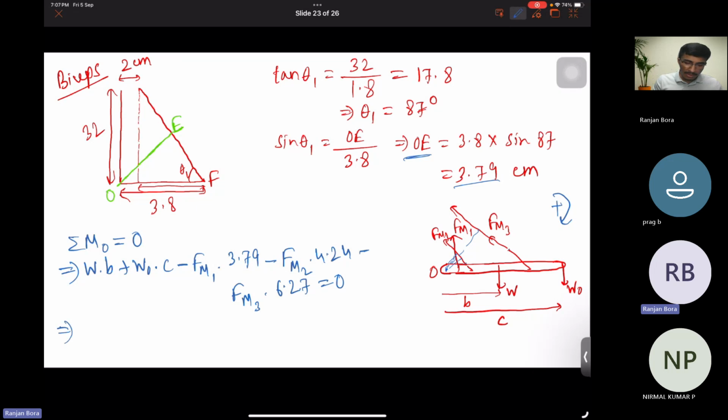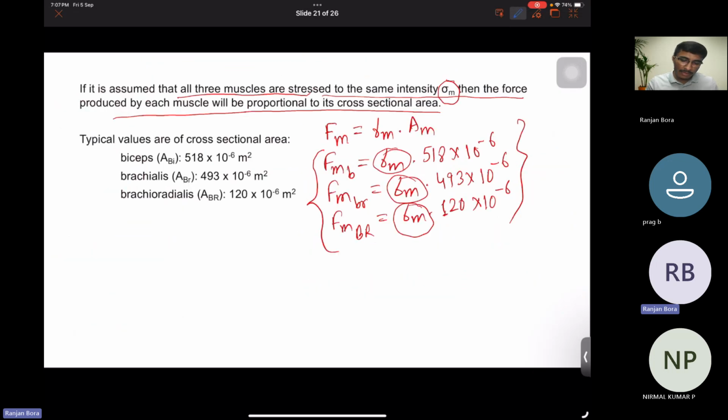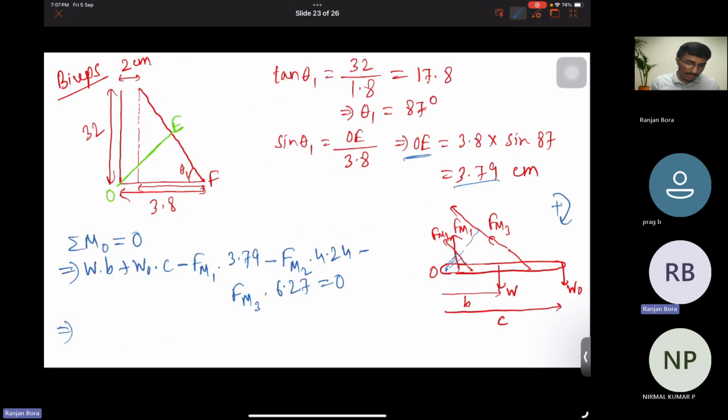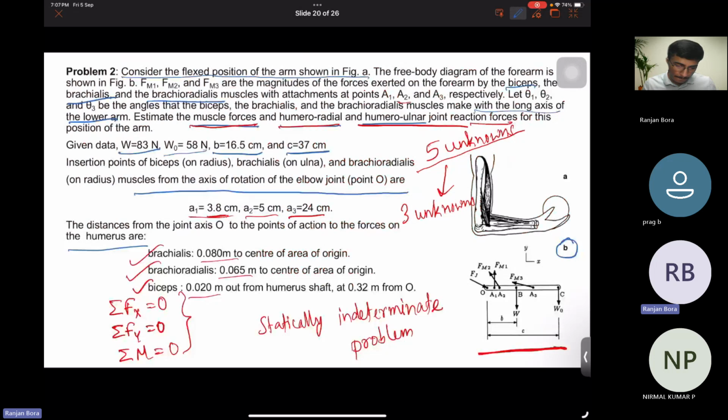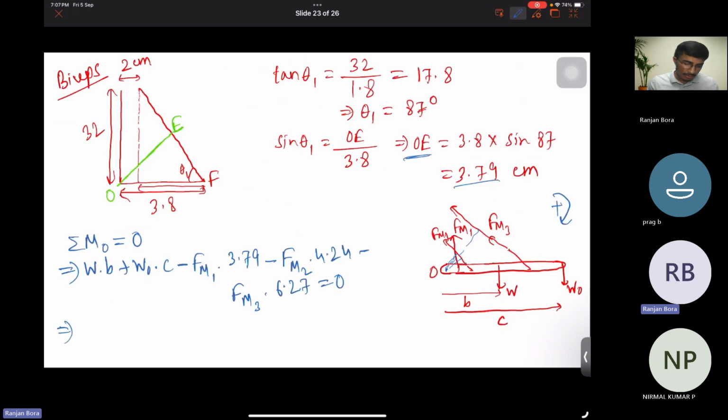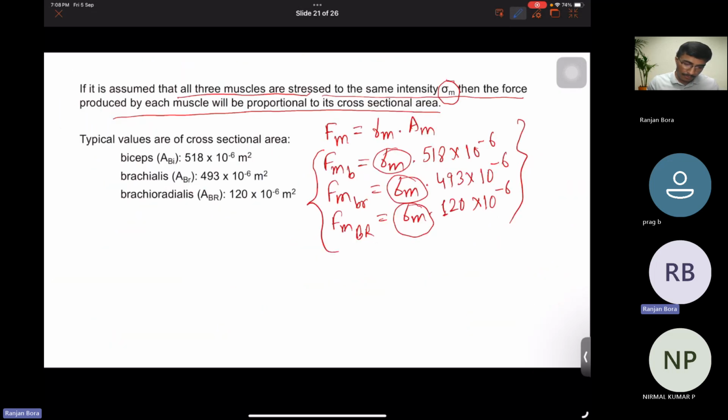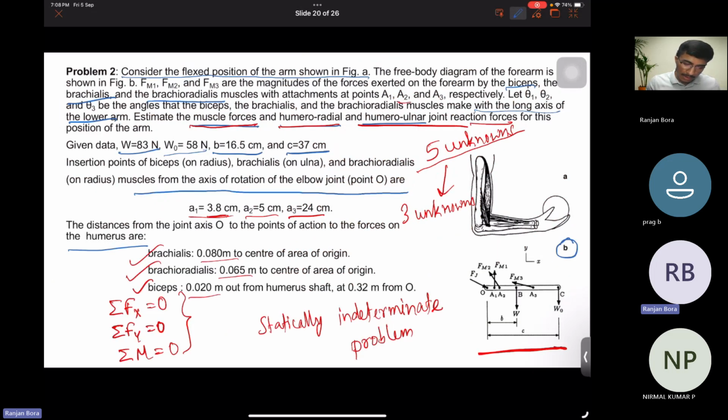Okay, now we'll substitute the values here. We know W naught, B, C, and we have estimated this FM in terms of the sigma M. So we can substitute the values. W is given 83 and B is 16.5. So 83 times 16.5 plus W naught is 58 and 37.